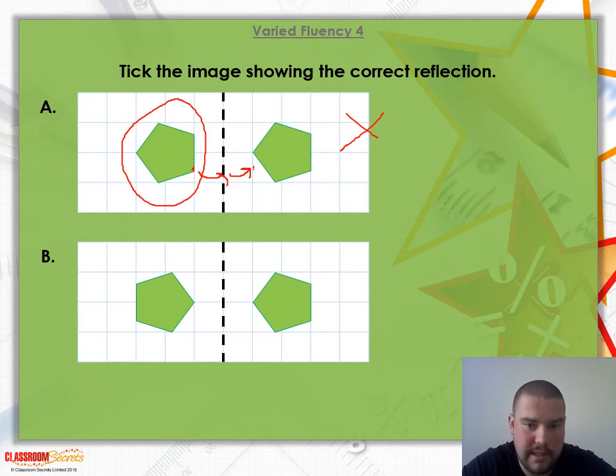It's not reflected. Okay. For B, go around on your points to see how far away from the reflection line they are. See if they all match up. So I'll leave that one with you.